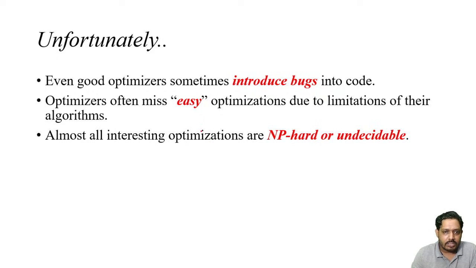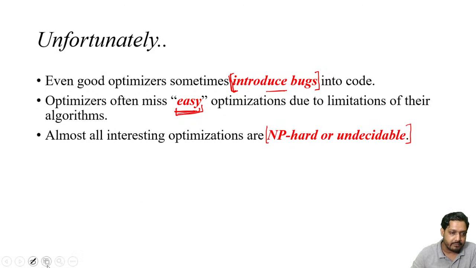Unfortunately, some optimization processes may sometimes introduce bugs. We try to make it easier, but it may not always be possible. So in that process, it may introduce bugs, and it often misses the easy optimization. There is a simple way, and we always try to find the hard way. And the last is that all the interesting optimizations fall into the category of NP-hard or undecidable problems. So these are the challenges that we are having.